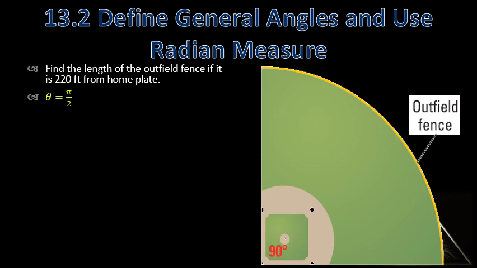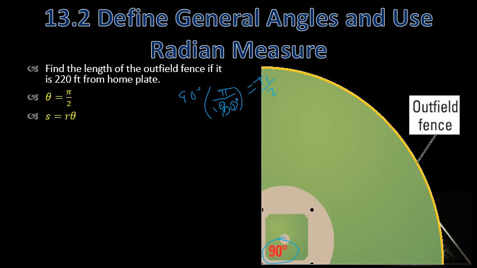Our angle has to be in radians. Here we're given 90 degrees. Well, I need to convert 90 degrees to radians. It's on that circle you should memorize with all those angles. But 90 degrees times pi over 180 degrees. So that gives us pi over 2. So our angle is pi over 2.